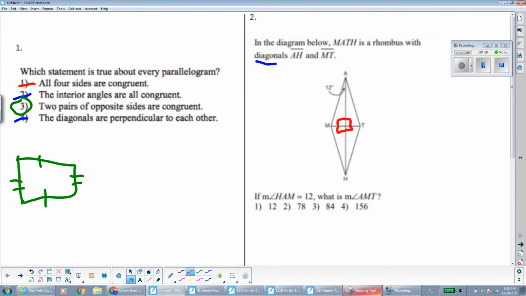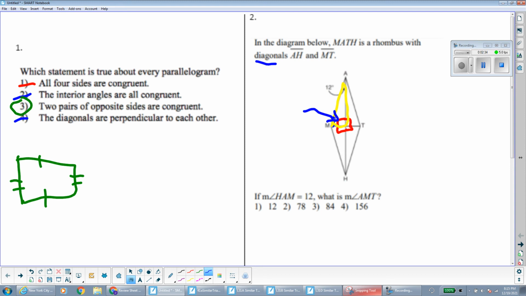The question tells us that angle HAM right over here is 12 degrees, and they're asking us to find the measurement of angle AMT, which is this angle right over here. In order to figure out what that angle is, let me highlight this triangle over here. In this triangle, I know that we have a 12-degree angle. We have a 90-degree angle because the diagonals are perpendicular. And all that we have to do is find the last angle of this triangle. That last angle of the triangle is angle AMT.